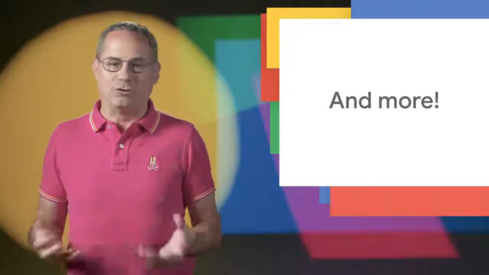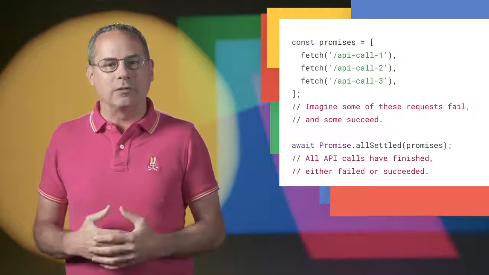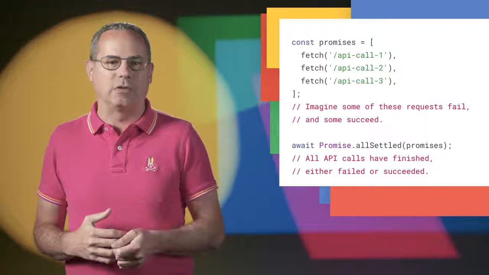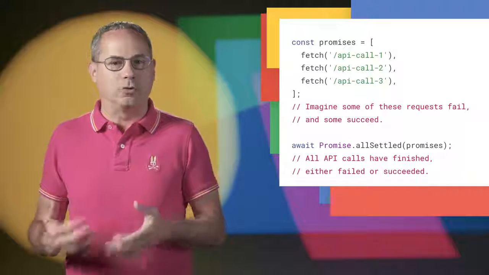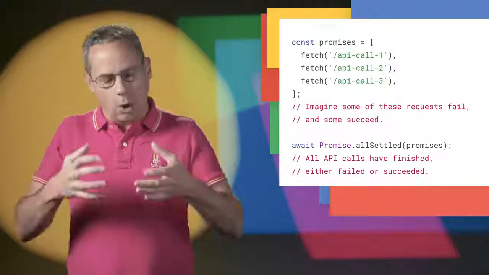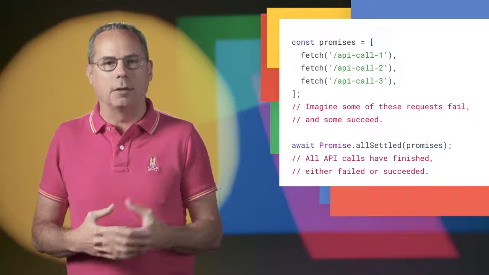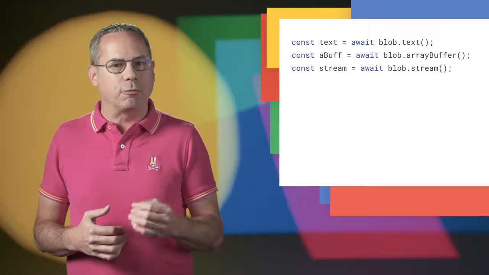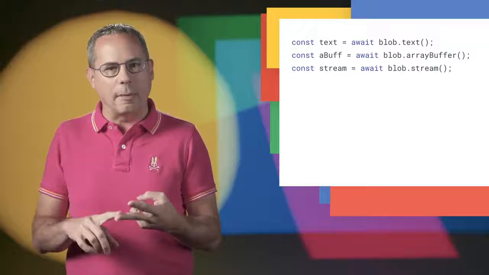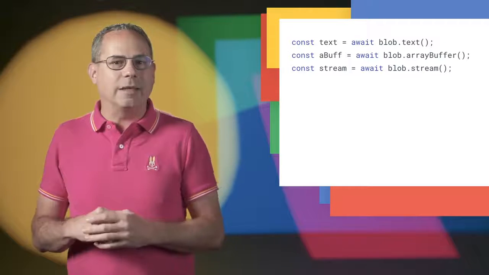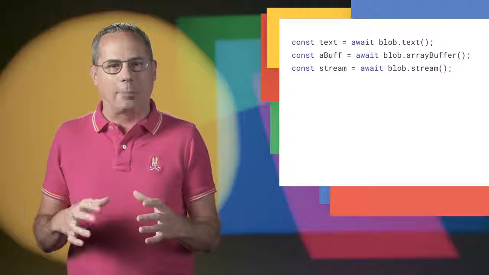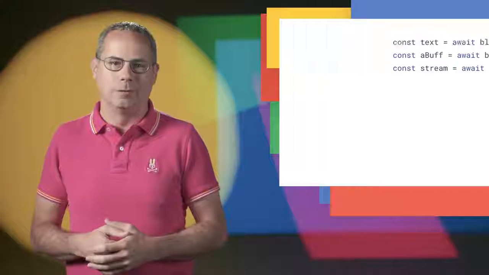These are just a few of the changes in Chrome 76 for developers. Of course, there's plenty more. Personally, I'm really excited about Promise.allSettled. It's similar to Promise.all, except it waits until all of the promises are settled before returning. Blobs are easier to read with 3 new methods: text, arrayBuffer, and stream. And it means we don't have to create a wrapper around FileReader anymore.